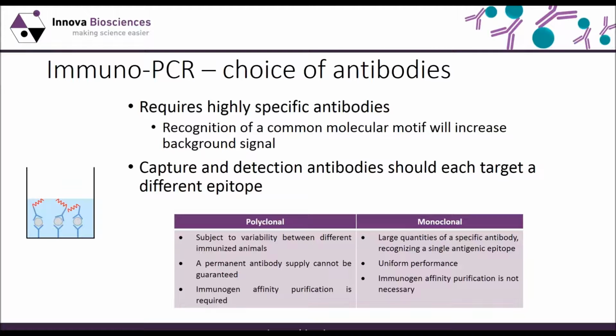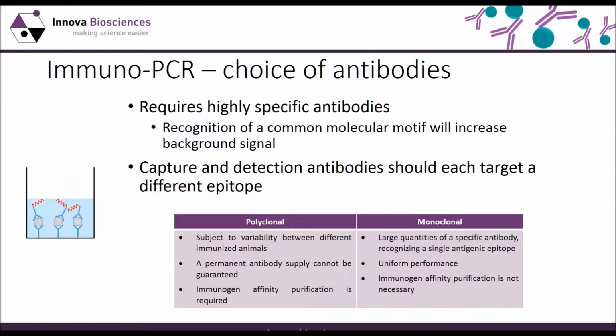Another consideration is whether to choose polyclonal or monoclonal antibodies. The performance of polyclonal antibodies varies from one immunised animal to another, and once it's been used up, a particular lot of a polyclonal antibody can't be reproduced. A permanent antibody supply therefore cannot be guaranteed. Furthermore, only a fraction of a polyclonal antibody preparation will consist of the antibody of interest, meaning that immunogen affinity purification is essential to enrich antibodies which demonstrate the required specificity.